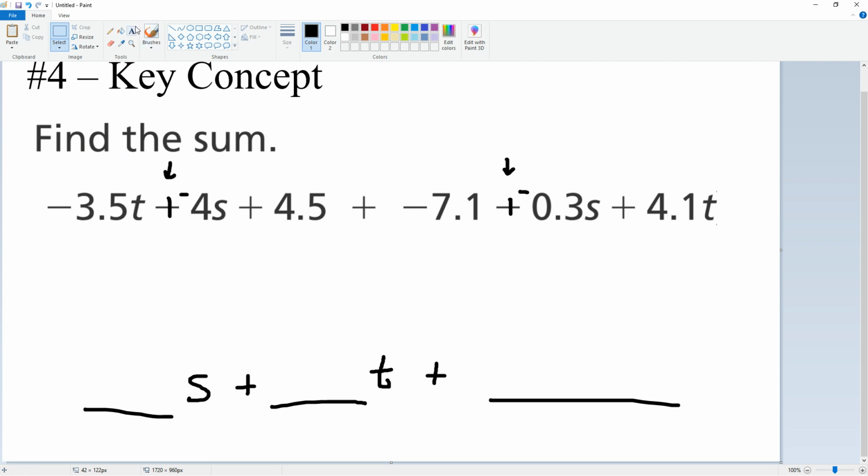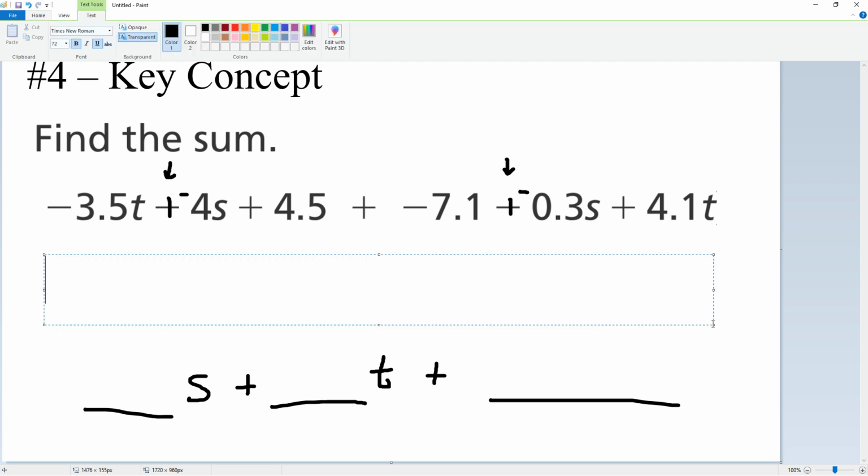So let's start by rewriting this, and I'm going to use my actual typer because there's a lot going on here. Let's use my, oops, we don't want to underline it. That's going to make things super confusing. So I'm going to rewrite this using the commutative property to put all my like terms together. I'm going to start with my T values, negative 3.5T plus, and down here at the end, plus 4.1T, and I'm even going to space these out a little bit.